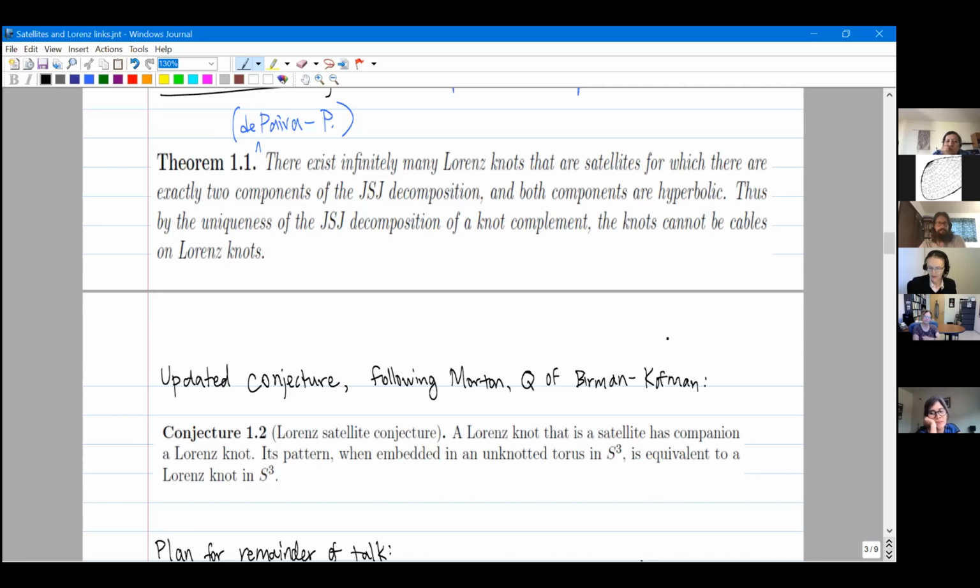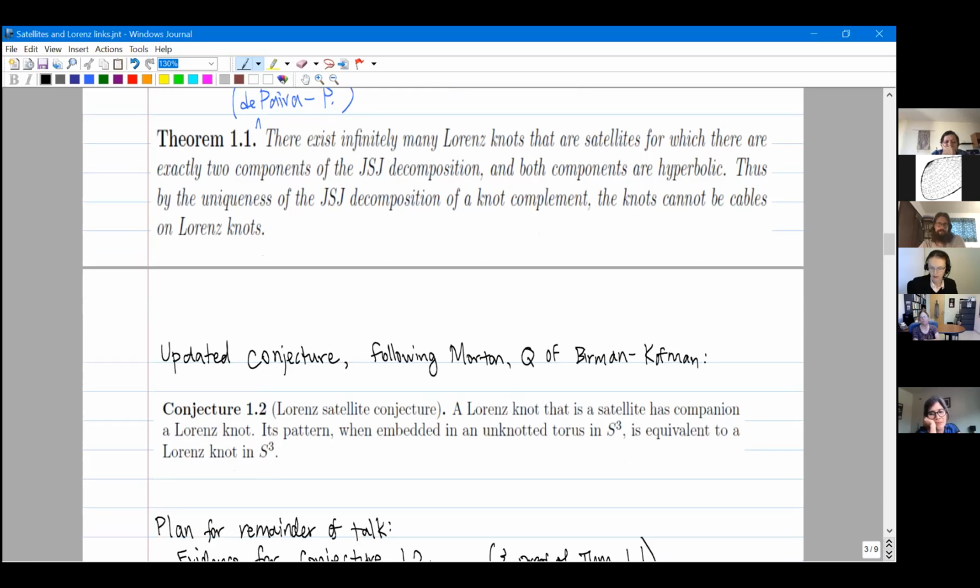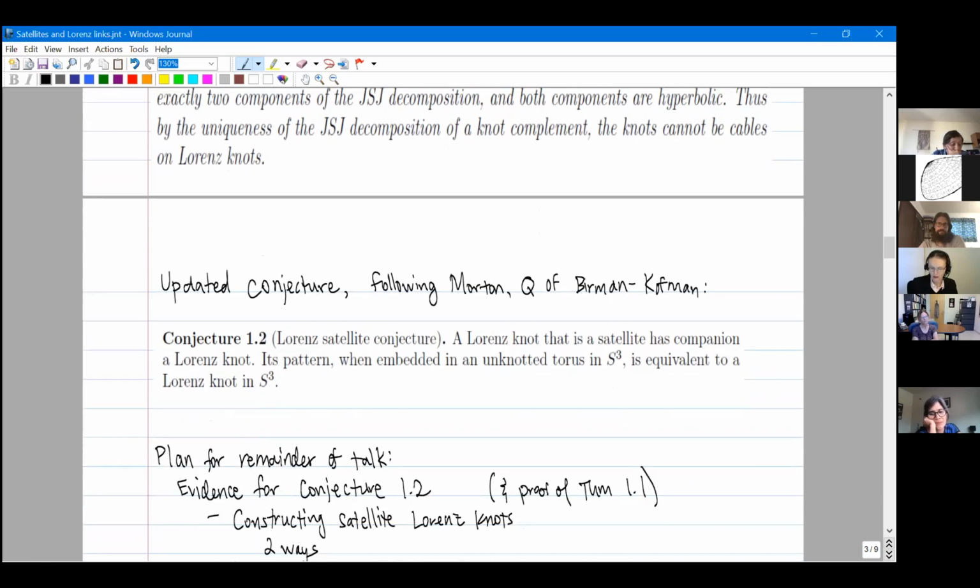Basically, it seems that for these Lorentz knots that are satellites, the companion is a Lorentz knot. The pattern is not necessarily quite a satellite knot until you put it in S3, and then you can perform something to make it equivalent to a Lorentz knot, is what seems to be happening here. All right, so that's our new conjecture.